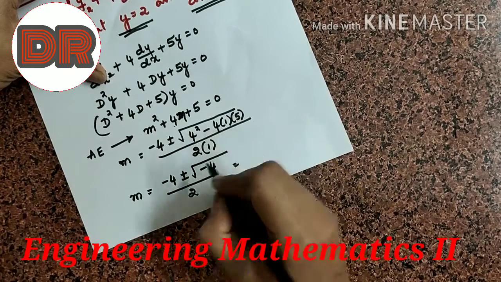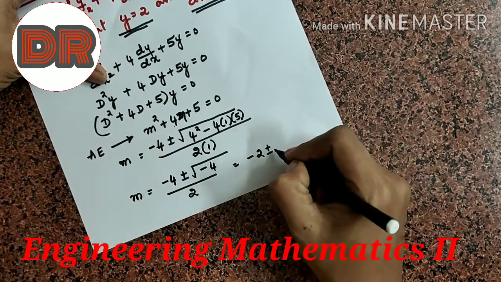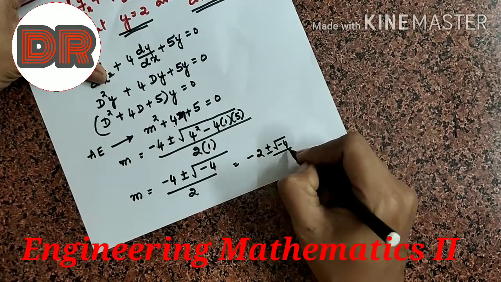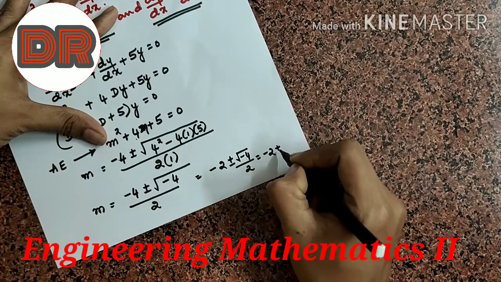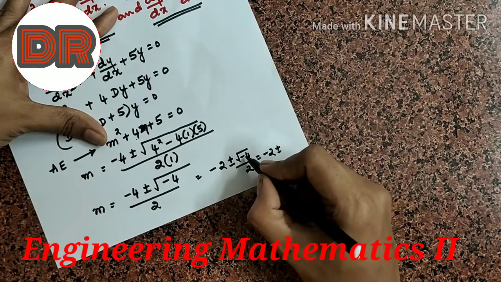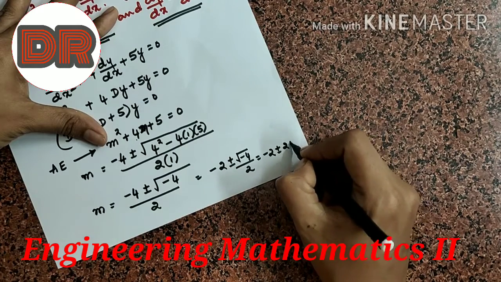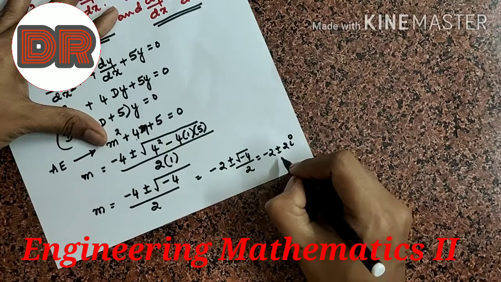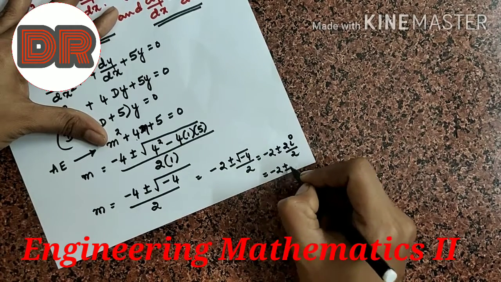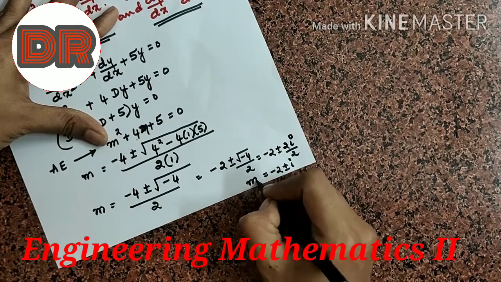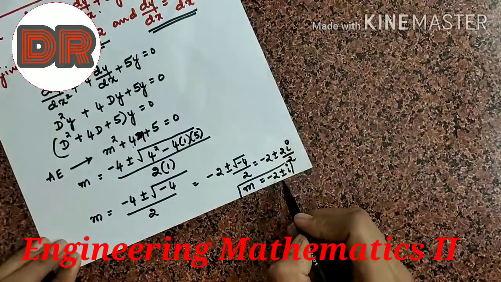So let me write this. Minus 4 by 2 is minus 2 plus or minus root minus 4 by 2. So this can be written as minus 2 plus or minus square root of minus 4, which is 2 root minus 1. Root minus 1 I can write as i, divided by 2. So this becomes minus 2 plus or minus i. So m, that is the roots of the auxiliary equation, is minus 2 plus or minus i.